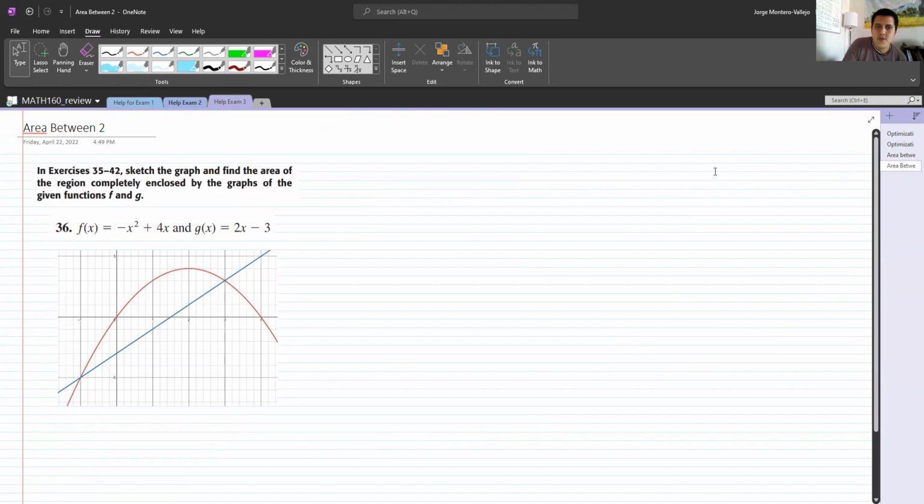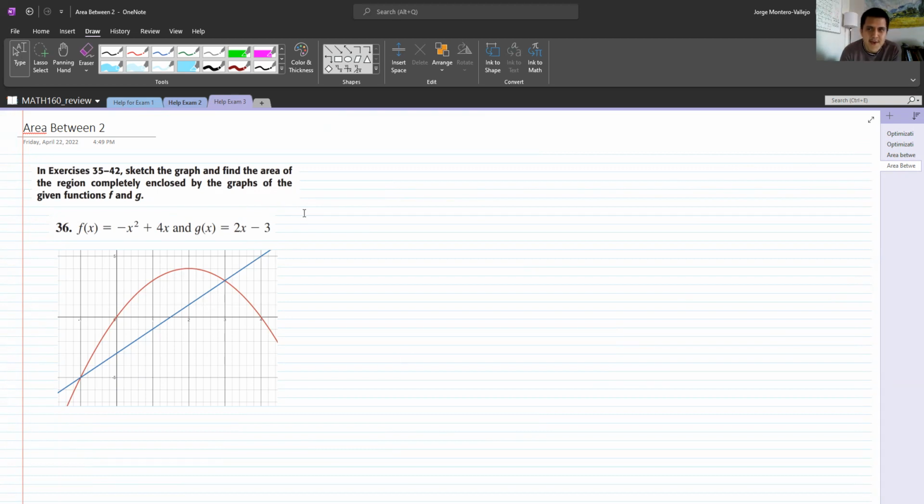Okay, so this one over here. This was from a section of exercises from 35 to 42. And it said the following: sketch the graph and find the area of the region completely enclosed by the graphs of the given functions f and g. Well, f is minus x squared plus 4x, and g of x is 2x minus 3.